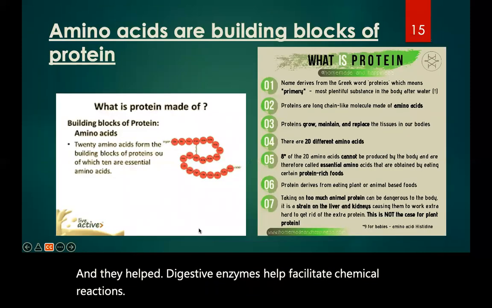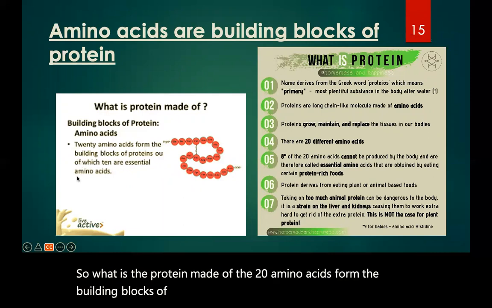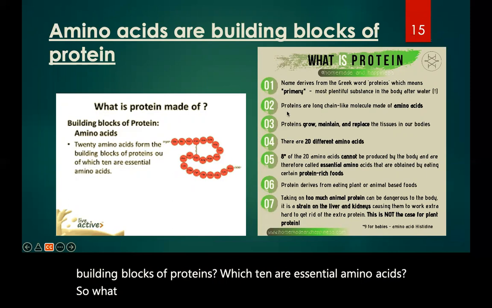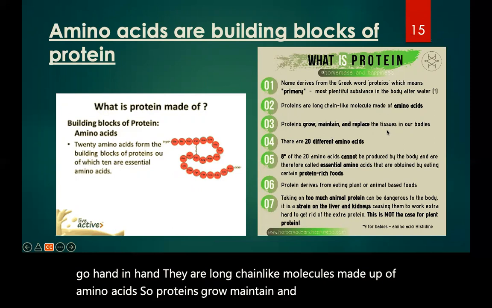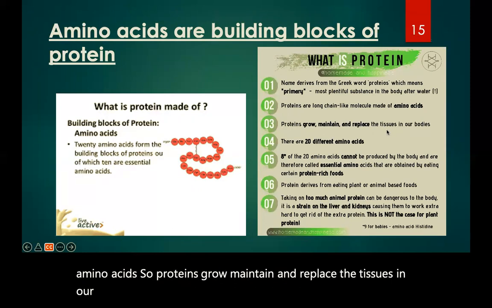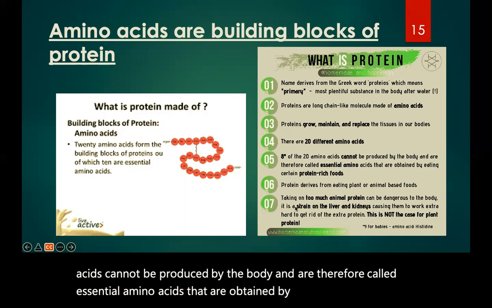So what is protein made of? The 20 amino acids form the building blocks of proteins, of which 10 are essential amino acids. So what is protein? Proteins and amino acids go hand in hand. They're long chain-like molecules made up of amino acids. So proteins grow, maintain, and replace the tissues in our bodies. There are 20 different amino acids. 8 of the 20 amino acids cannot be produced by the body and are therefore called essential amino acids that are obtained by eating certain protein-rich foods.